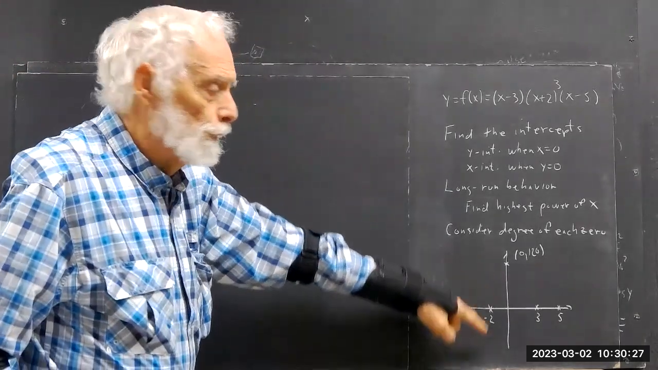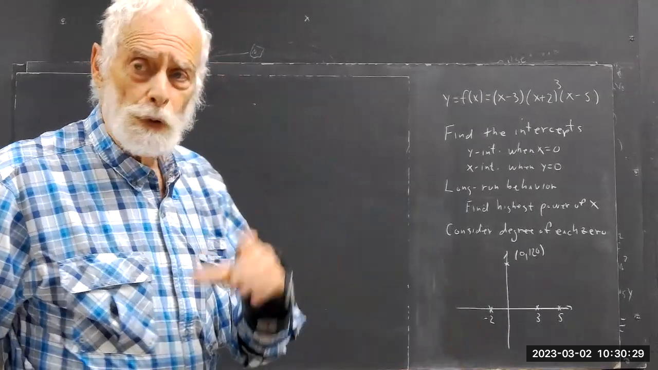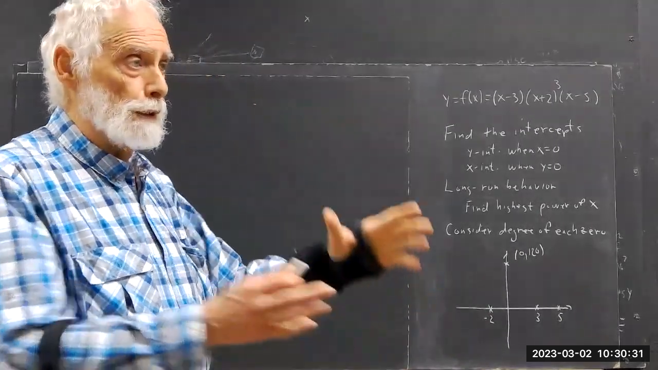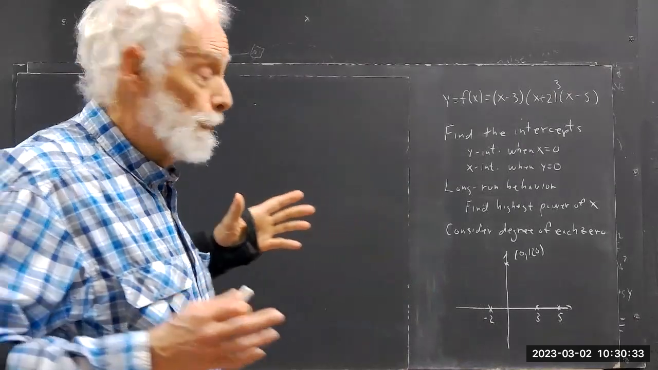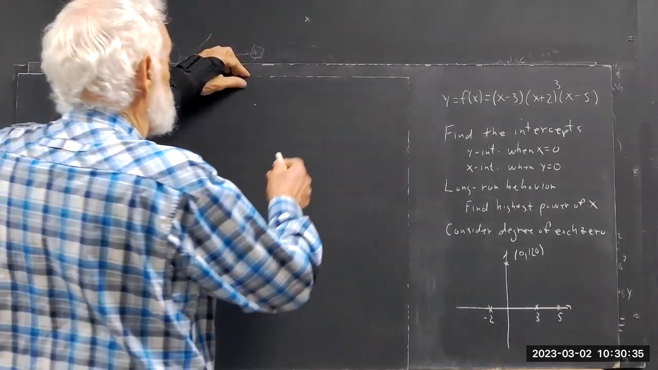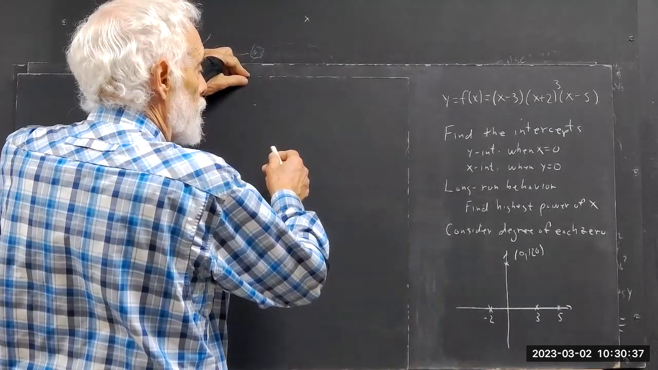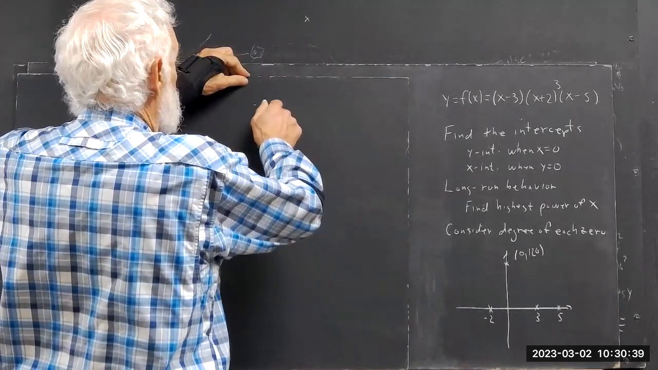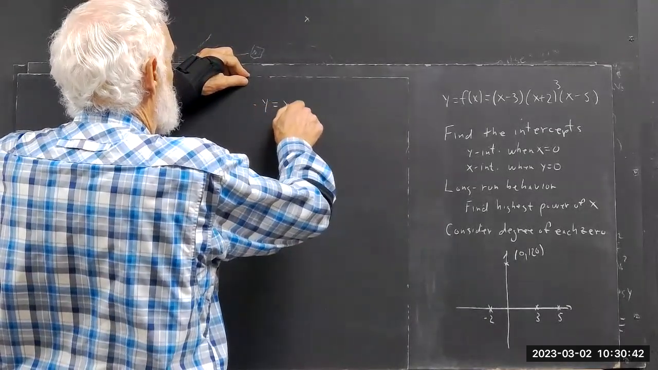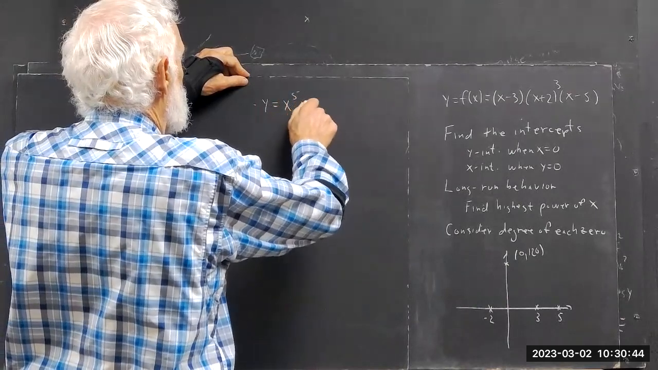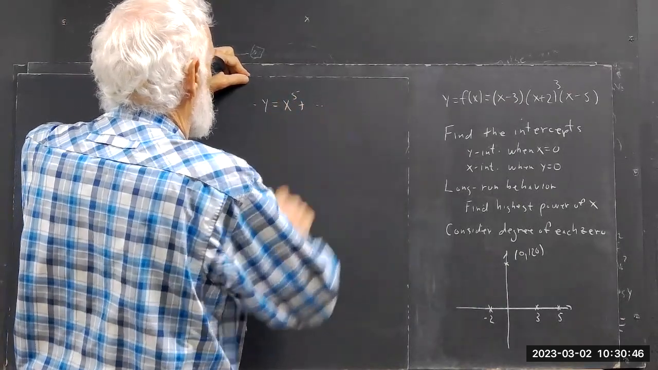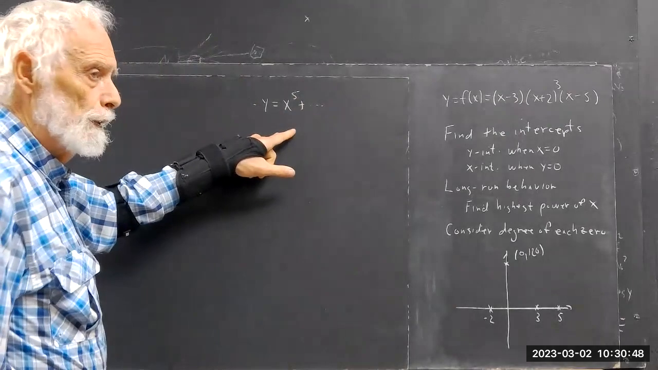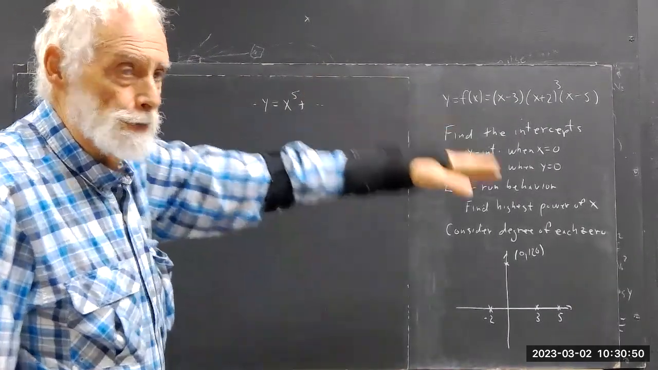So far, we know the graph looks like this. What we don't know is what it looks like if we zoom back. If we zoom back, we know that y is going to have to equal x to the fifth, plus a bunch of other stuff.